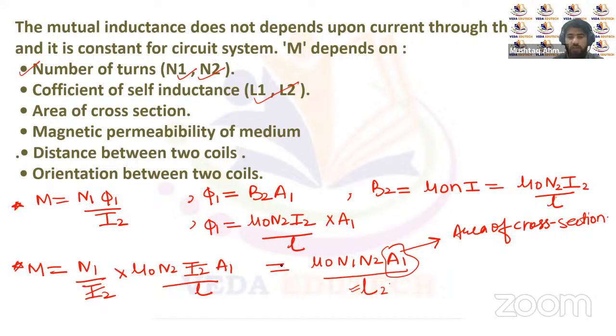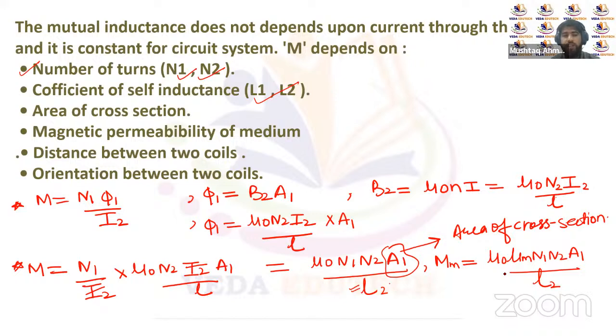Now let's suppose this inductor is in some medium. Then the coefficient of mutual inductance in the medium will be given as mu naught mu m N1 N2 A1 upon L2, right? So mu m will be the permeability in a medium. So it will depend upon the medium as well, right?